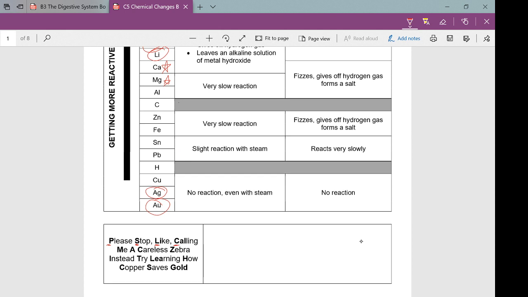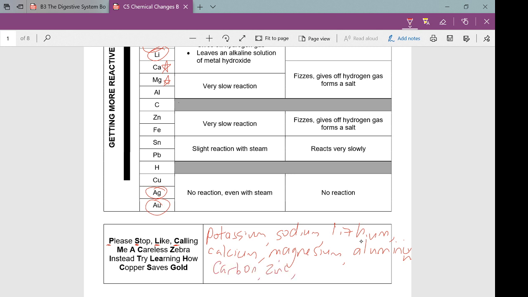So that reflects potassium, sodium, lithium, calcium, magnesium, aluminium, carbon, zinc, iron, tin, lead, hydrogen, copper, silver, gold. So that is the order of reactivity.